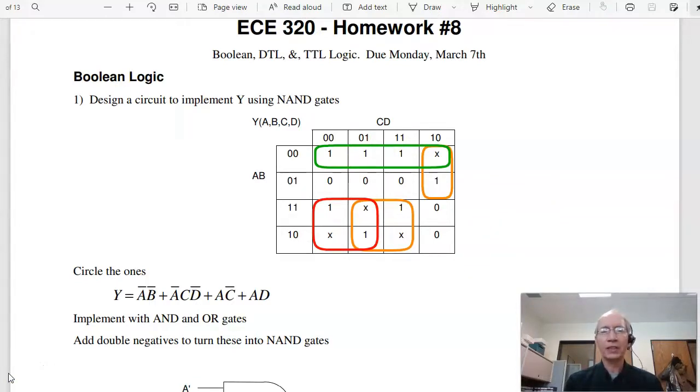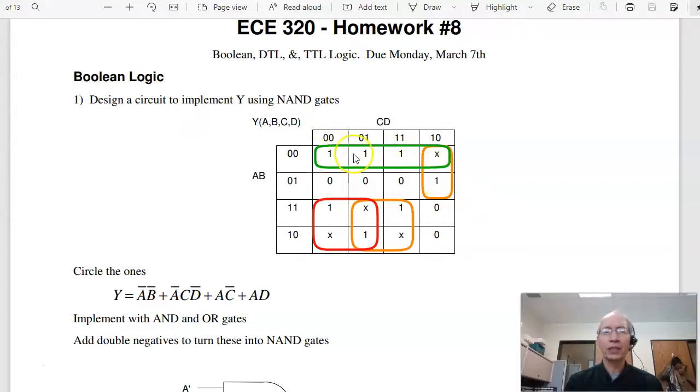With NAND gates, the trick is to circle the ones. I want to circle all the ones. The X's are don't cares. If I circle them, that's okay. If I don't circle them, that's okay. The trick is to find powers of 2. I either want to circle 1, 2, 4, or 8. Have the biggest power of 2 that you can, and that makes the simplest logic.